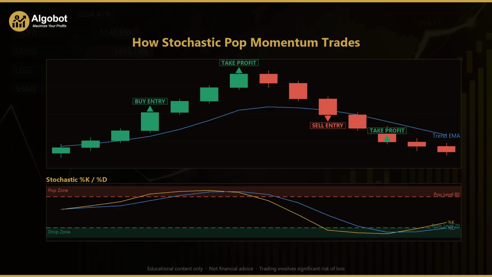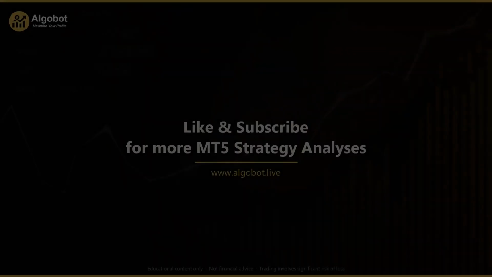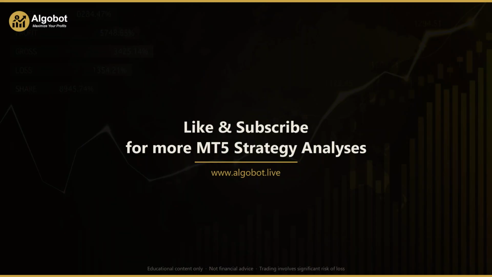That's the full cycle. A pop ridden higher and a drop ridden lower, each gated by the trend and wrapped in bounded structural risk. So that's stochastic pop momentum. We saw how it flips the usual stochastic reading on its head, riding a fresh pop above the upper level and a fresh drop below the lower level, but only when the move agrees with the trend EMA. We covered the entry conditions, the mirror short logic, the structural ATR stop, the reward-based target, the break-even lock, and the momentum fade exit.